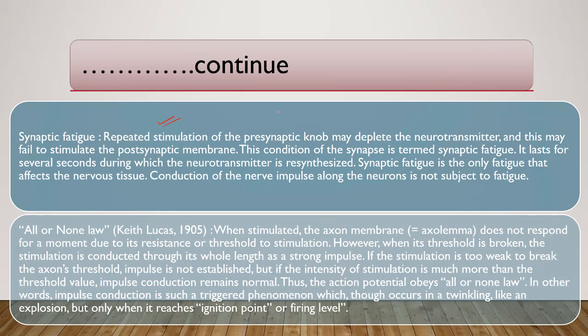Synaptic fatigue. A repeated stimulation of the presynaptic node may deplete the neurotransmitter, and this may fail to stimulate the postsynaptic membrane. This condition of the synapse is termed synaptic fatigue. It lasts for several seconds, during which the neurotransmitter is resynthesized. Synaptic fatigue is the only fatigue that affects the nervous tissue. Conduction of the nerve impulse along the neurons is not subject to fatigue.